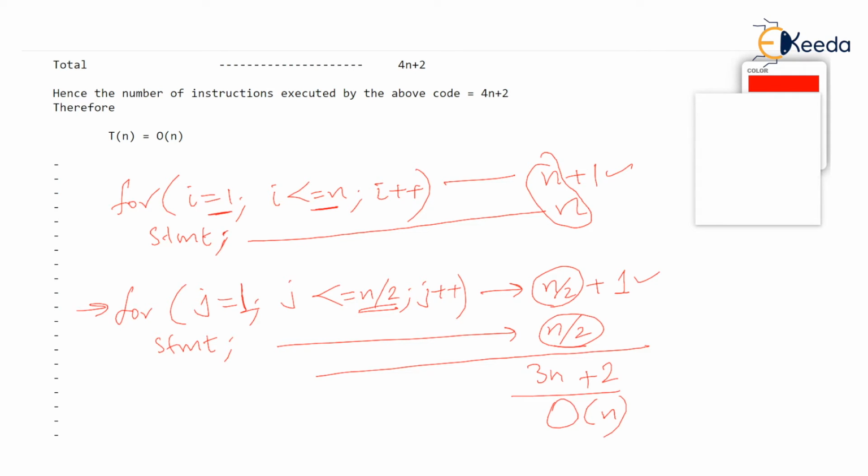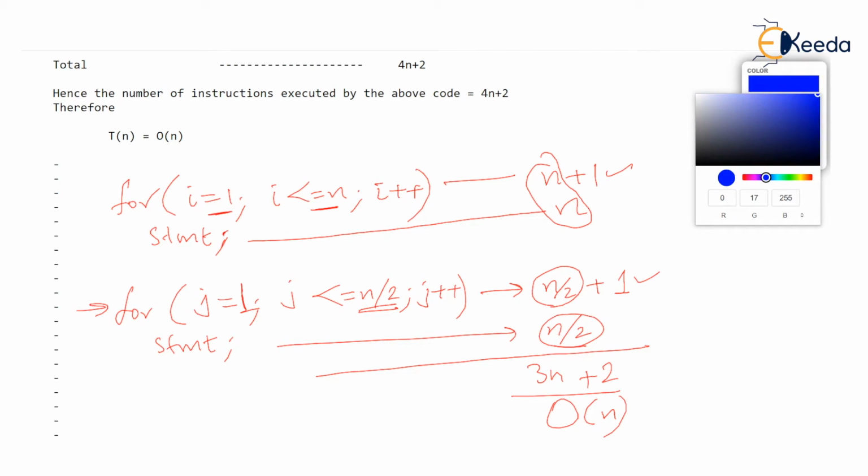Just check this. I'll just change the color. How many times does this statement run? Because the statement is most important. Why did we write the for loop? We wrote the for loop to repeat the statement. So how about counting how many times the statement runs? And it is so easy.